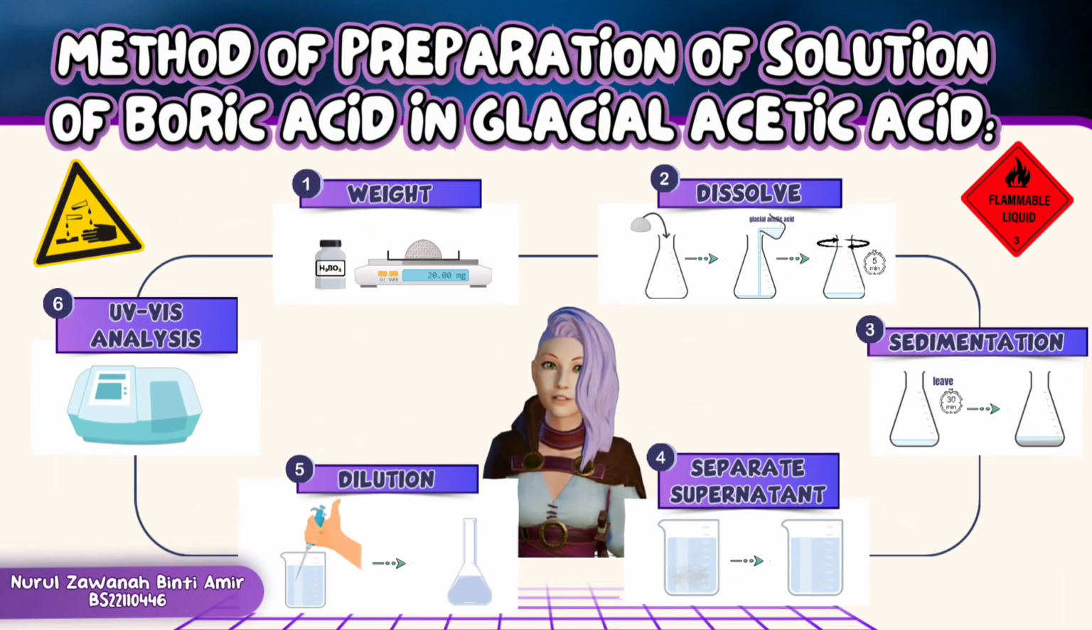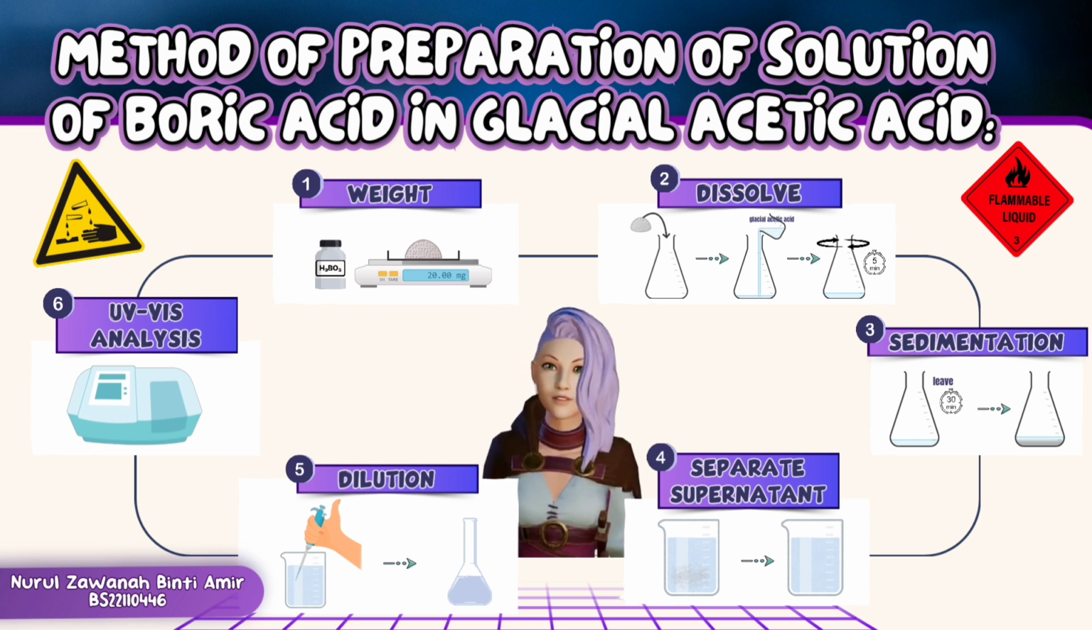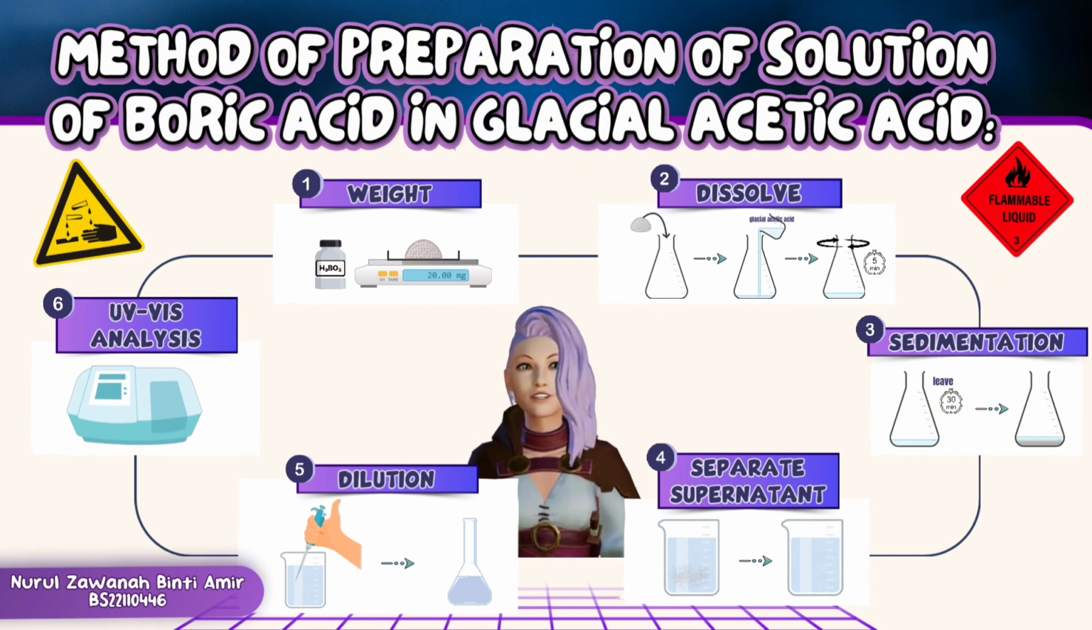20 mg of boric acid is dissolved in glacial acetic acid to get 1 milliliter of solution. The solution is shaken vigorously for 5 minutes to get the maximum solubility. It is then left undisturbed for 30 minutes to let excess undissolved boric acid sediment. Then separate it from the supernatant. 200 microliters of the supernatant is further diluted up to 3 milliliters using glacial acetic acid. UV-vis analysis was done using the solution.